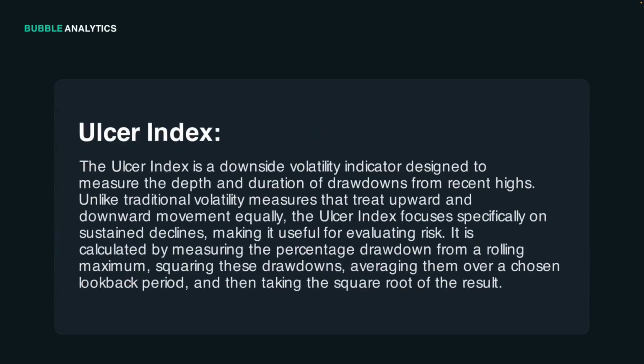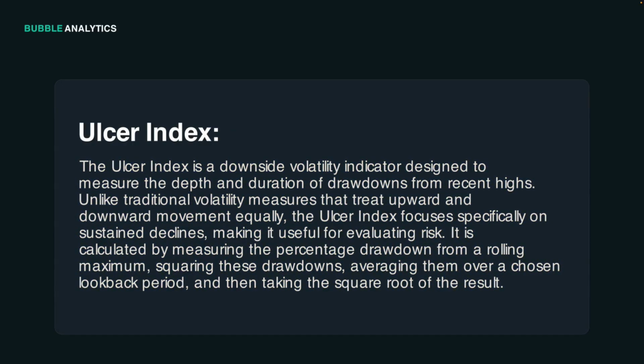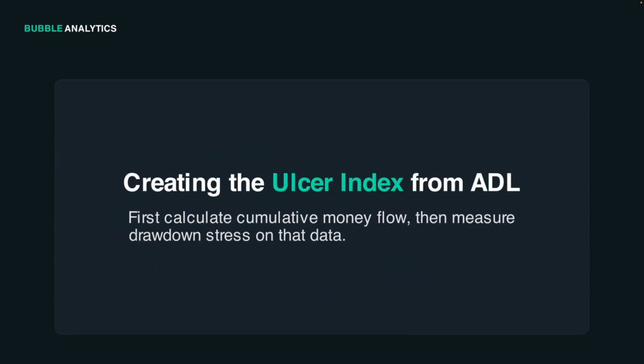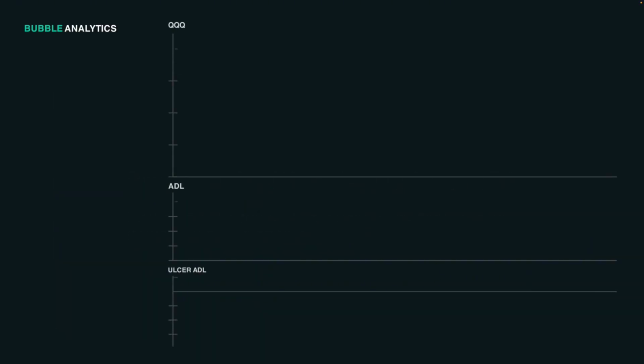So effectively it's looking at the depth and the strength of a drawdown from a maximum value from the most recent highs. What we're going to be doing today is taking our breadth measure, the accumulation distribution line, and creating the indicator, the ulcer index, from that data. And then we're going to be using it to create a trading strategy.